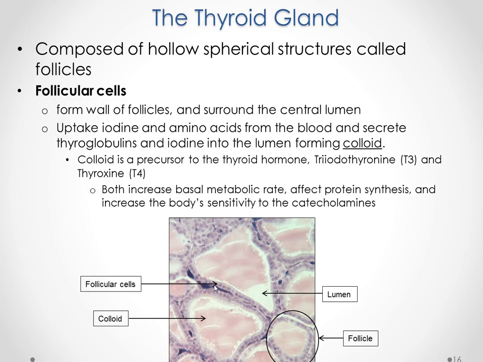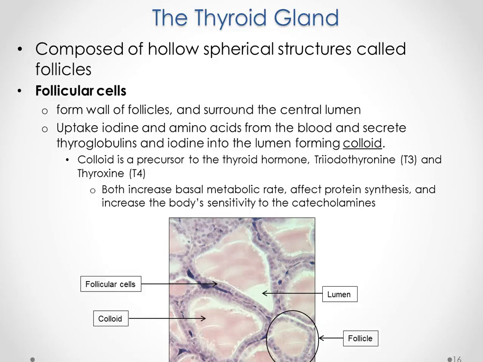And what these follicular cells do is they take amino acids and iodine from the blood. They reformulate that into a substance called colloid. Now, that colloid is going to be a combination of thyroglobulins and iodine, which is this reformulated substance. The colloid is going to be deposited into the lumen of that follicle. If you look at the slide, the colloid's going to stain sort of a light pink color, and it's going to hang out in the middle of that follicle. The colloid is going to be a precursor to the thyroid hormone.